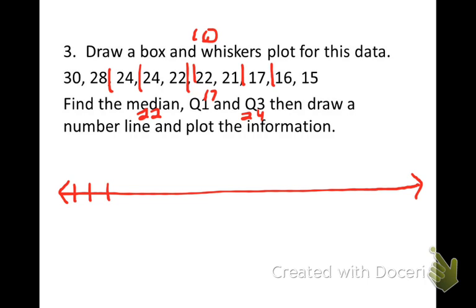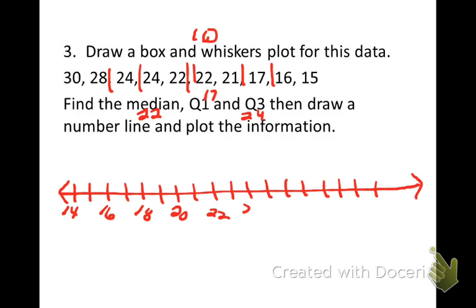14, 15, 16, 17, 18, 19, 20, 21, 22, 23, 24, 25, 26, 27, 28, 29, 30, 31. Good. And maybe you don't need to write every number. Maybe you'll write every other number when you're doing it. 14, 16, 18. You will need a little room above your number line to make our plot. 22, 24, 26, 28, and 30. So it's easier to read those.